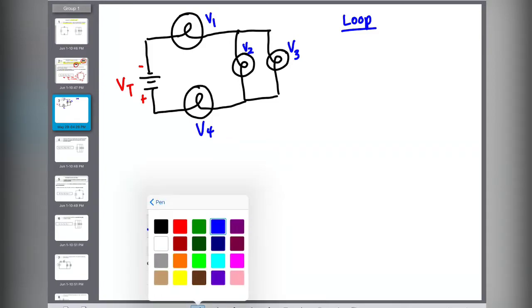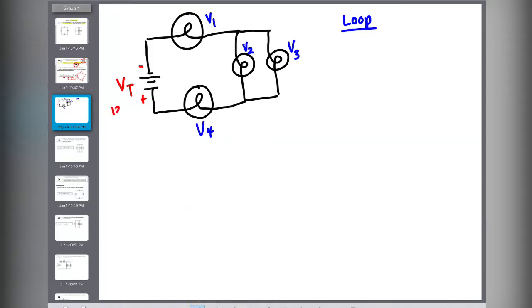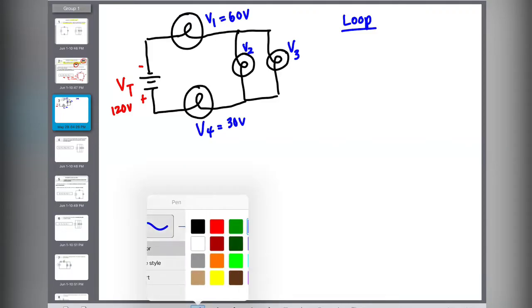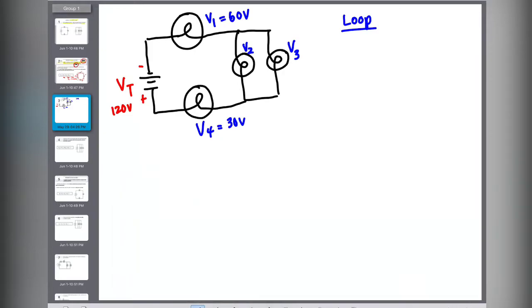If I'm telling you that VT is equal to 120 volts, and I'm just making these up, V1 is 60, and V4 is, I'm going to say 30, and I'm asking you what is V2 and V3? Those are the two that I don't know. So follow the rule of Kirchhoff's law. Kirchhoff's law says that at a loop, V gain equals V loss.